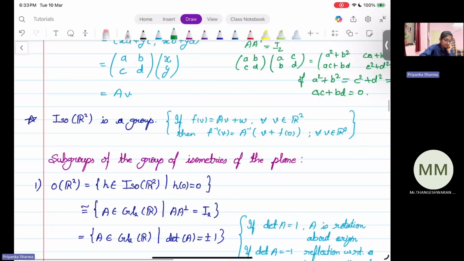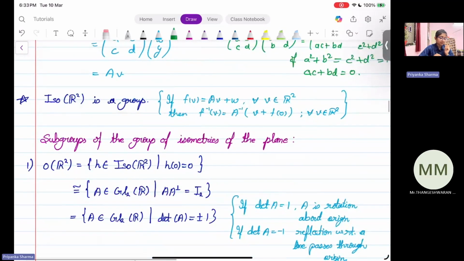Now, this is an important conclusion that the collection of all isometries on the plane R² is a group. And what will be the group operation here? As isometries are maps, the group operation will be the composition of maps.